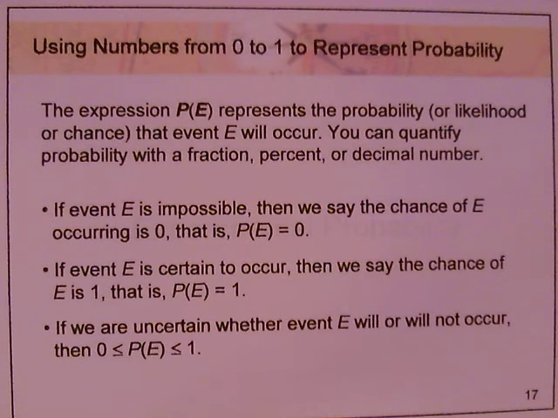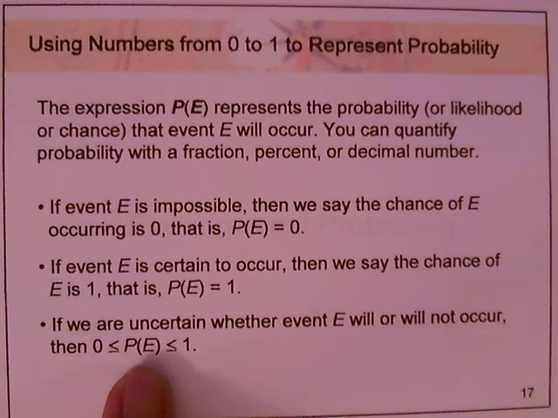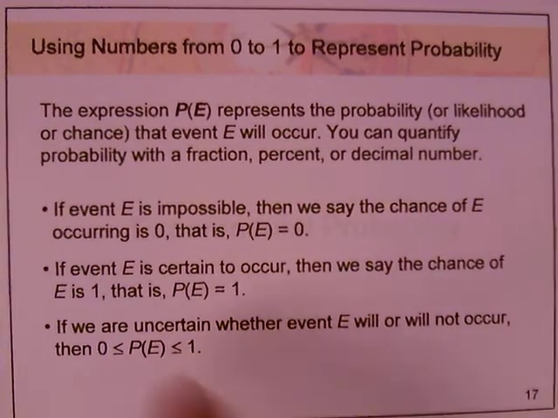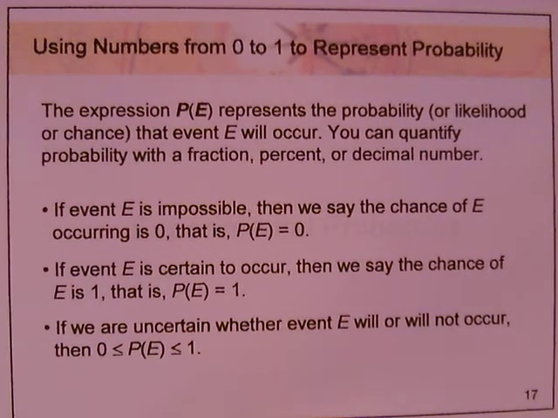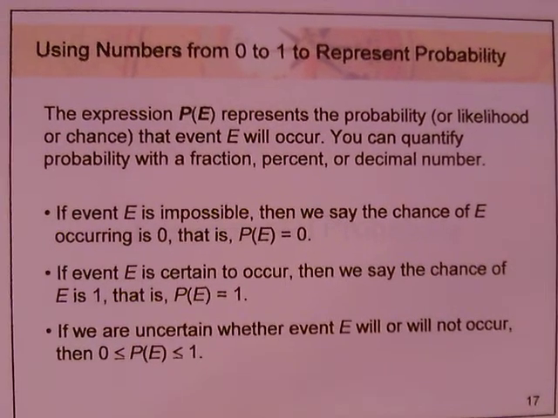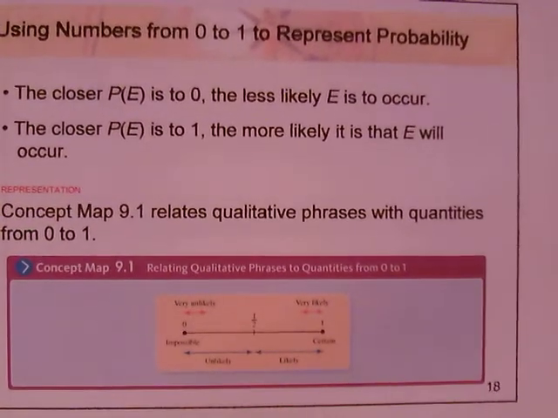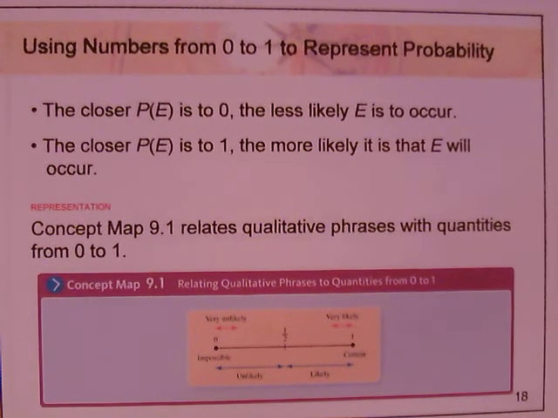And if we are uncertain whether E will or will not occur, then the probability of event E would be between 0 and 1. And now next we're going to look at this right here. The closer the probability of event E is to 0, the less likely that event E is to occur. And the closer the probability of event E is to 1, then the more likely it is that E will occur.